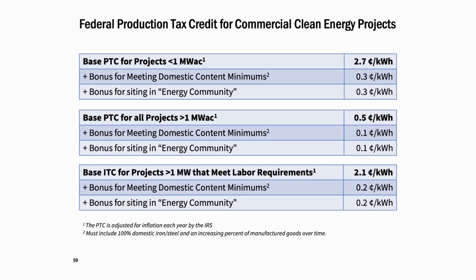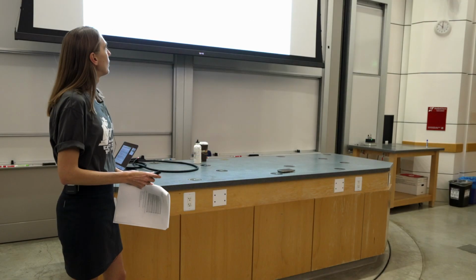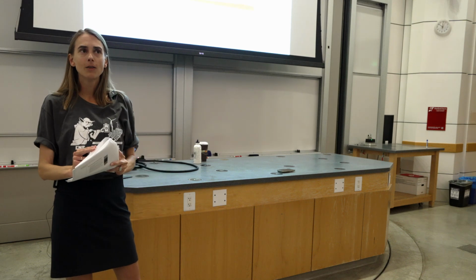And this is the structure for the production tax credit, which can be used for wind or solar. The structure is kind of similar to the investment tax credit. You just don't see those low income bonuses. All right, so that's renewable energy.